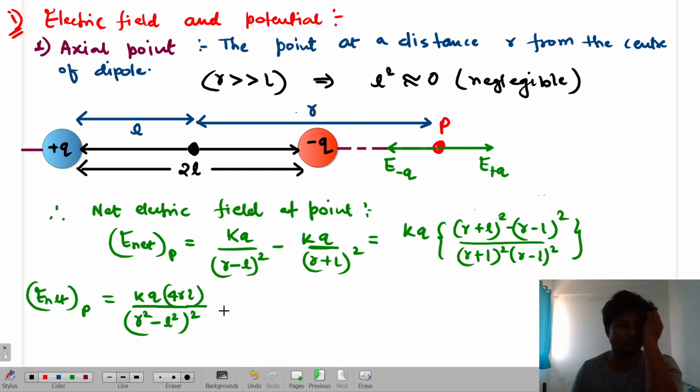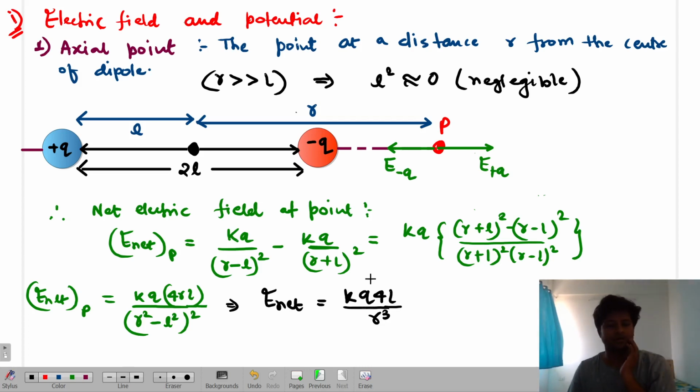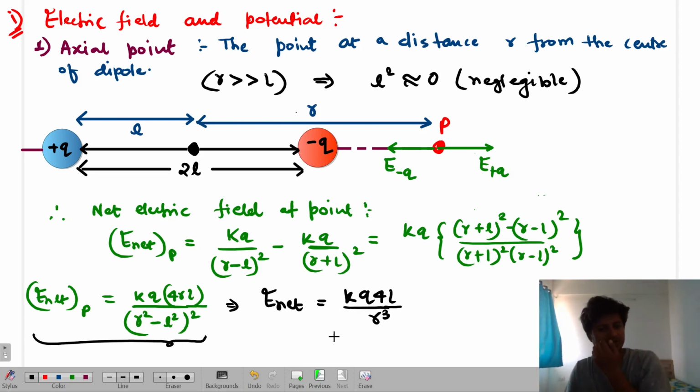Is that clear or not? So then what I will get? E net is equal to KQ into 4RL divided by R to the power of 4. So R and R will get cancelled, and I will directly write it: 4L by R cube. Are you able to get me or not? So this is my original equation, and this is the equation when R is much greater than A. Are you able to get me or not?